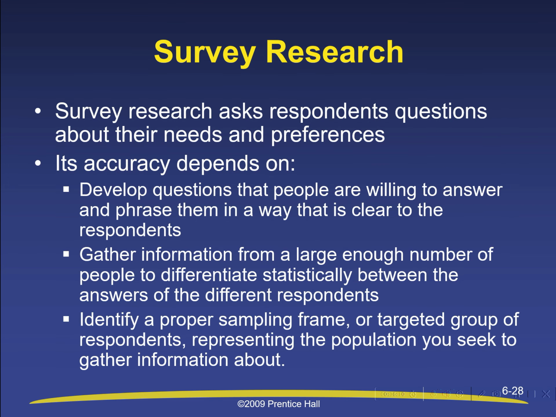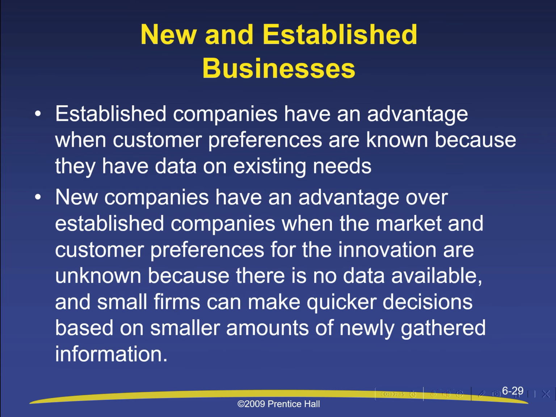Survey research. Survey research asks respondents questions about needs and preferences. Its accuracy depends on developing questions that people are willing to answer and phrasing them in a way that is clear to the respondents. Survey research must gather information from a large enough number of people to differentiate statistically between the answers of the different respondents. And finally, survey research must identify a proper sampling frame, or targeted group of respondents, representing the population you seek to gather information about.